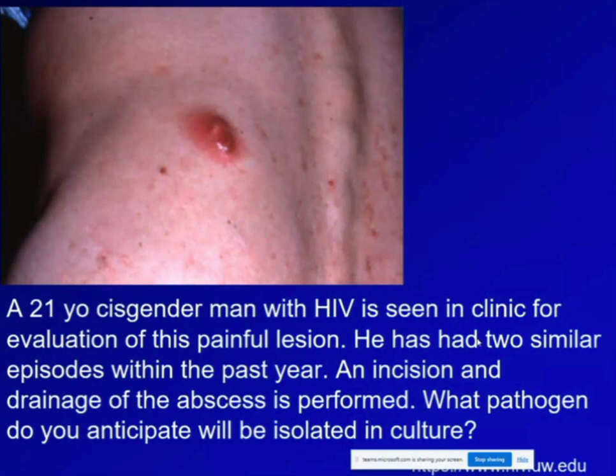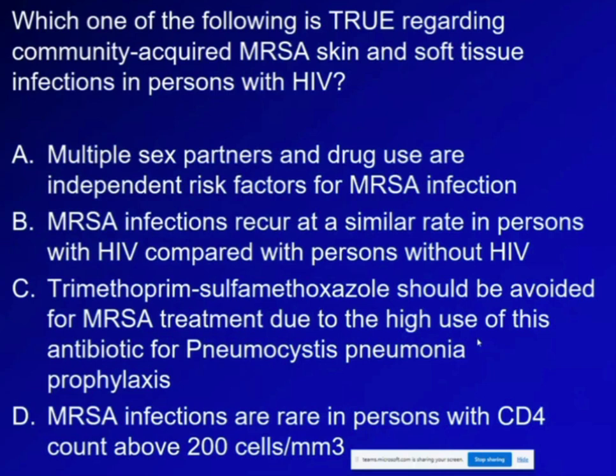So 3 recurrences within the past year, they get better with INDs. So I'm aiming towards what's the most common bug, you guys? Staph. And MRSA in particular is what I'd be worried about. And what do you guys think in terms of which of the following statements is true, which is a fancy way of saying the other 3 are not true.